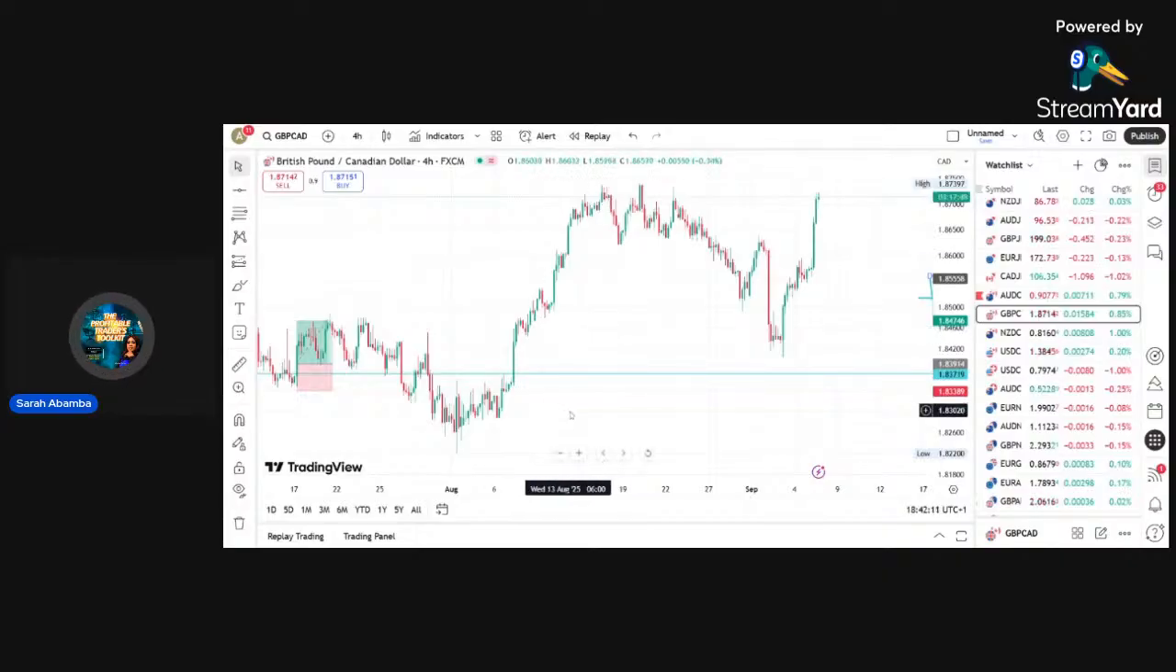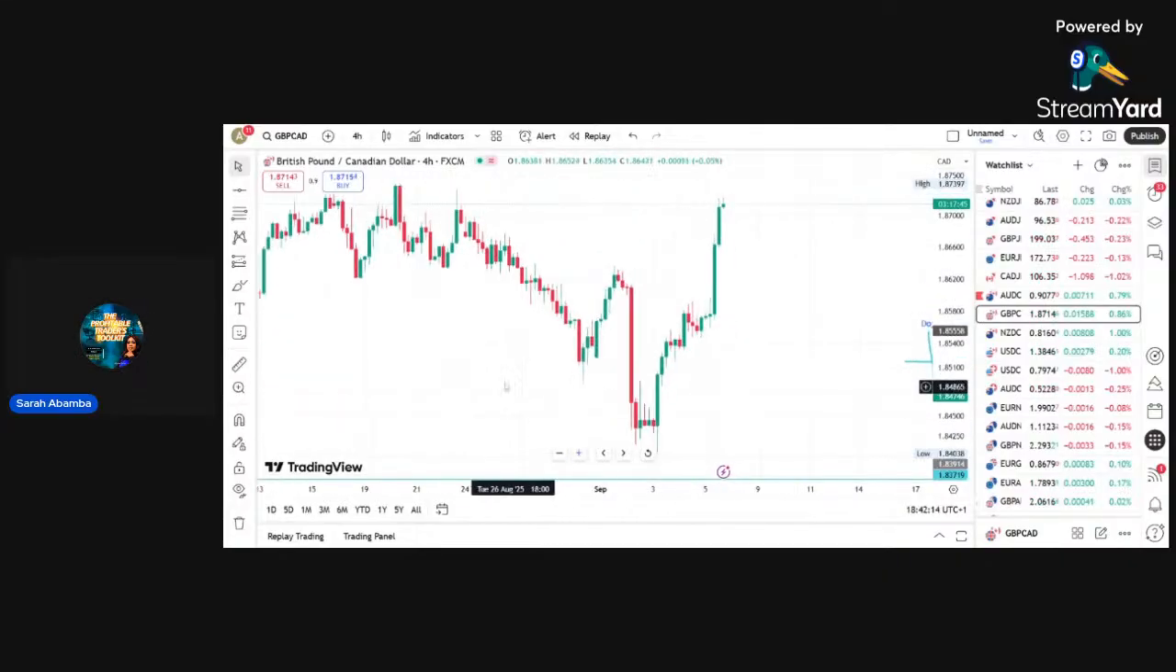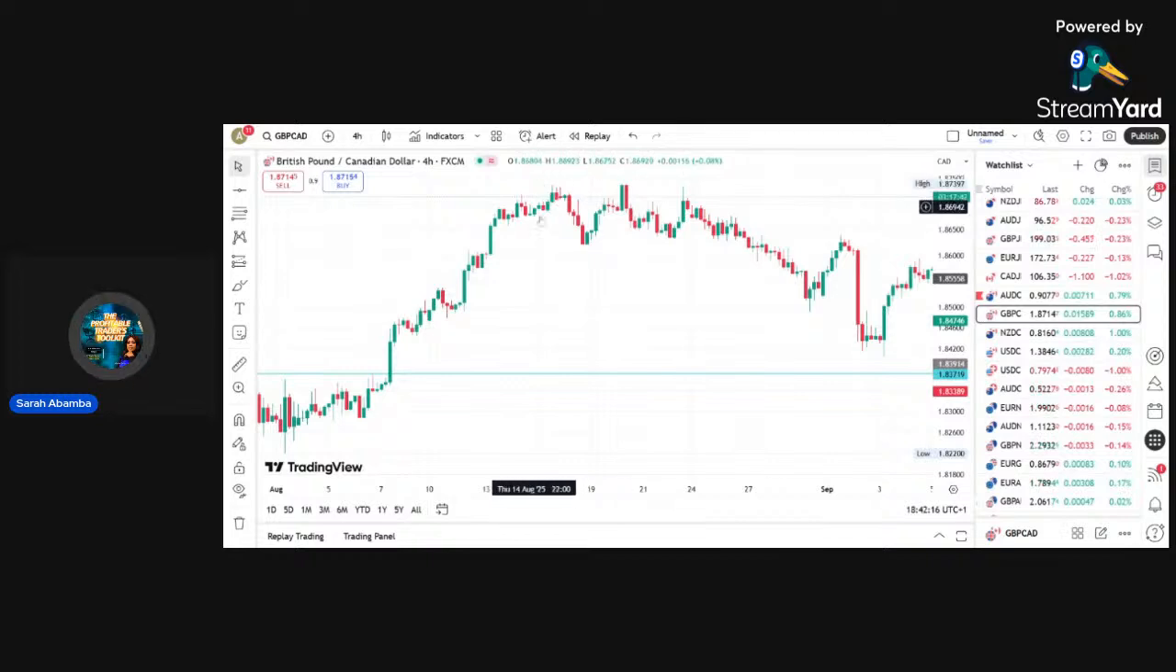So let me expand my chart. You have your first touch, second touch, last touch, and the market just drops immediately. So this is a triple top. It's the opposite for a triple bottom. When you see a triple top in the market, you place a sell order. When you see a triple bottom in the market, you place a buy order. This is how it works.